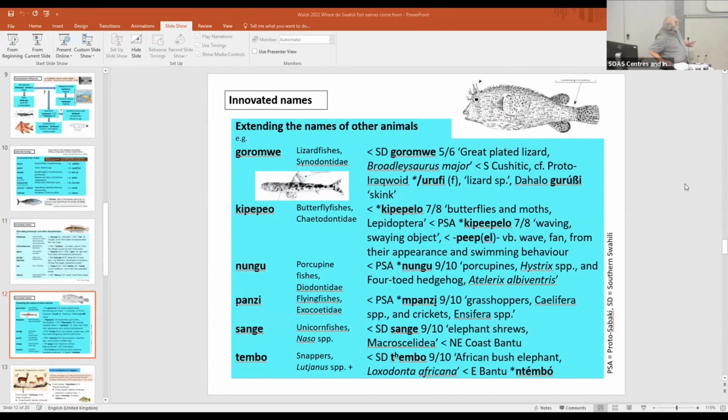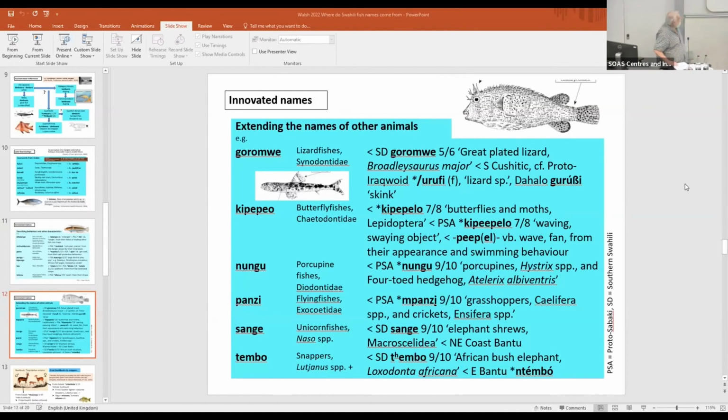And one category of these innovative names is especially interesting. Names like Pungu on the last slide. Pungu, if you remember, is an eagle, it's also an eagle ray, which have been taken from other animals. There's a whole class of these words that have been adapted or just taken straight from the names of other animals. And here are some obvious ones: Nungu, Panzi, Sangi, Tembo in some Swahili, Kipepeo. And as the second column here shows, the English names suggest it's also been a productive process in English.